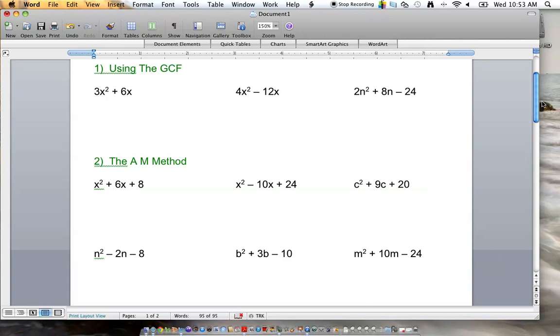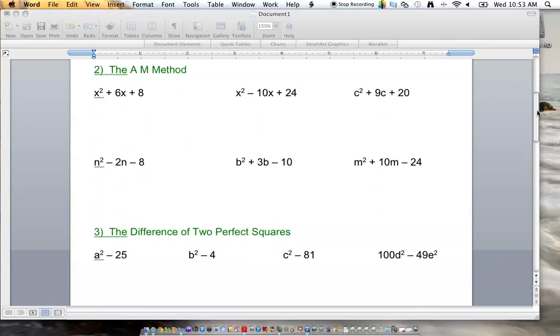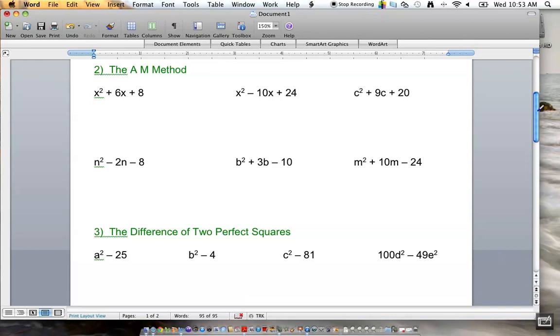Okay, next up, the AM method. This is critical, super critical. Probably the most common factoring that you will be asked to do in this particular class. By AM, we put an A over the middle term and an M at the end. And one of the bad things about AM is you kind of think that you start with the A. You don't. You start with the M.